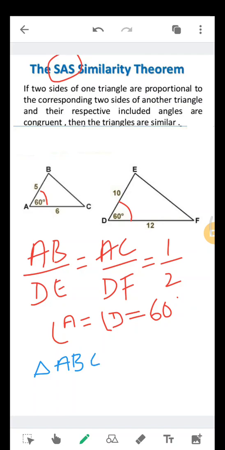Triangle ABC is similar to triangle DEF by the SAS similarity rule. So when these two triangles are similar by SAS, then the other remaining angles will also be equal automatically. So you can say angle B is equal to angle E, because the triangles are similar, the remaining parts will also be equal, corresponding parts of similar triangles.